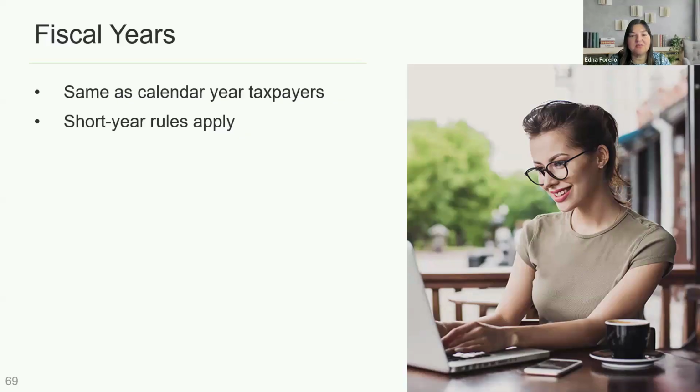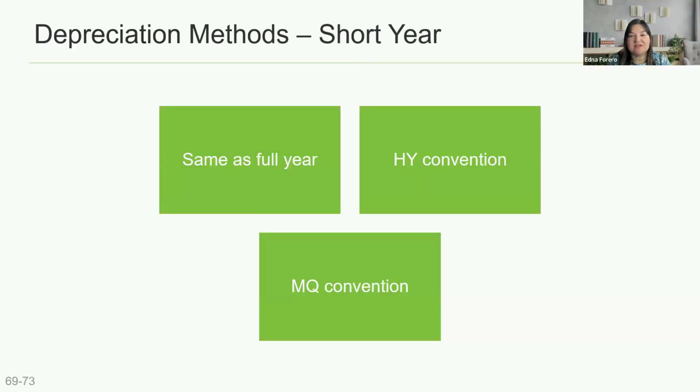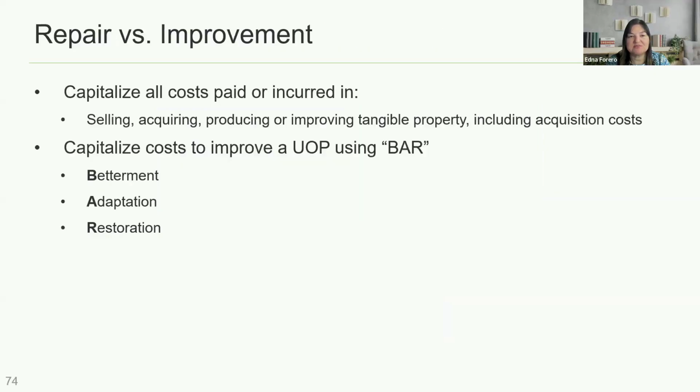So we have to understand when they open their business, when they close their business, when they purchase items. So the depreciation methods on the short year are similar. We're going to look at the same as a full year. We're going to use a half-year convention or a mid-quarter convention, and there are going to be some different types of examples and more information for you available in the book on this. So just be aware that a short year has some different rules.